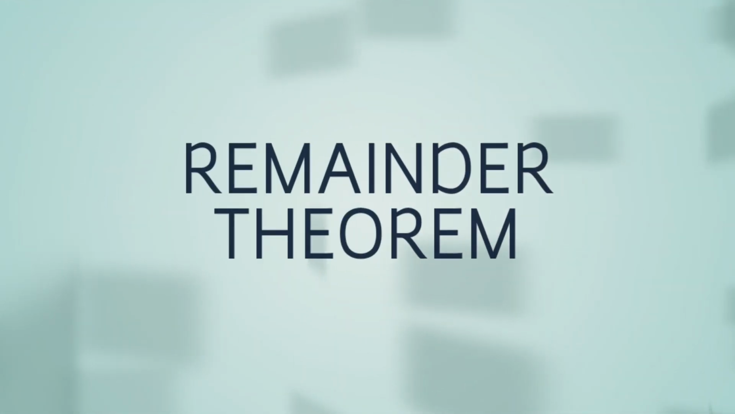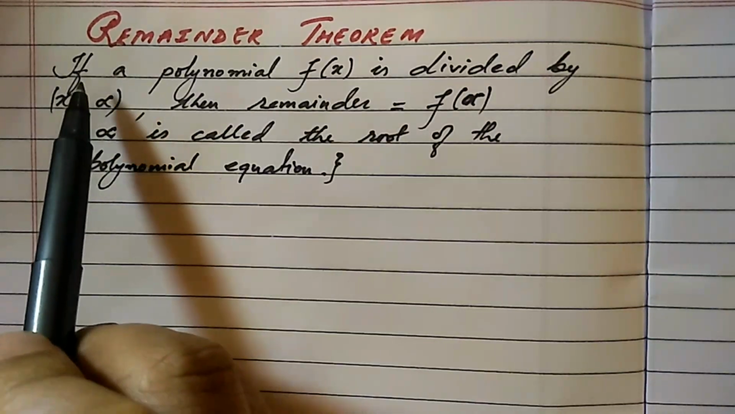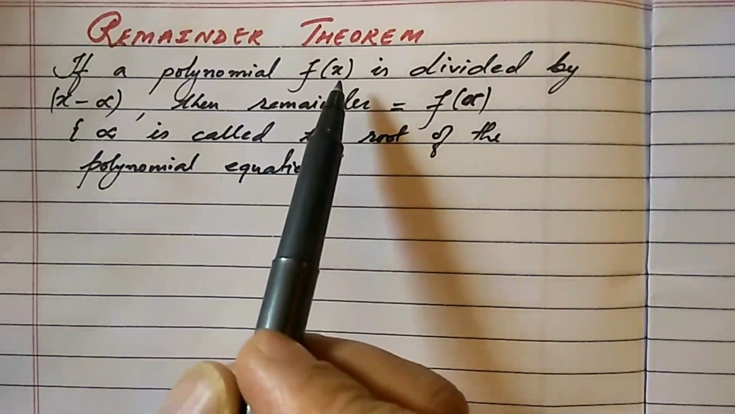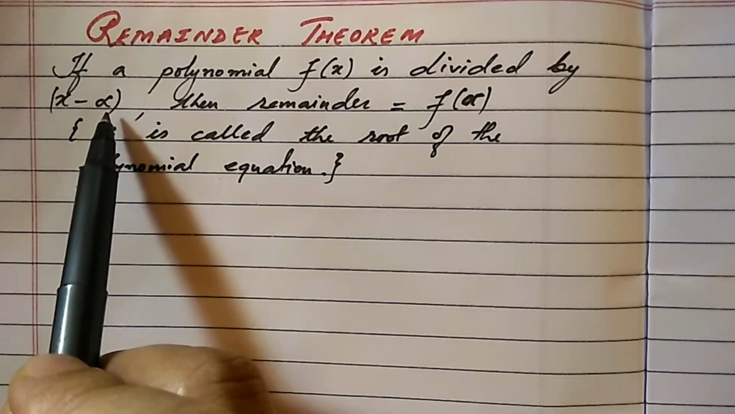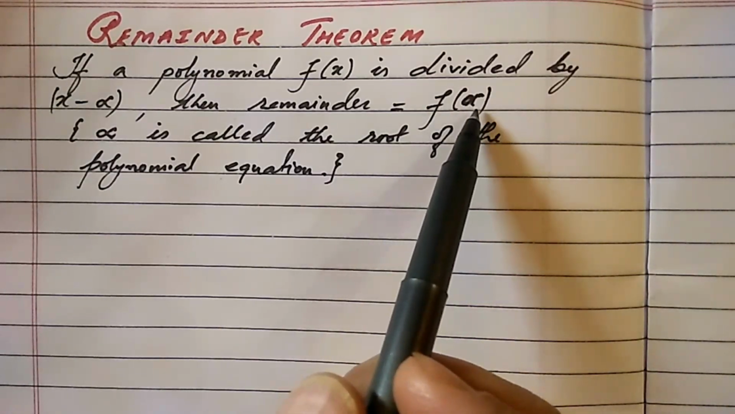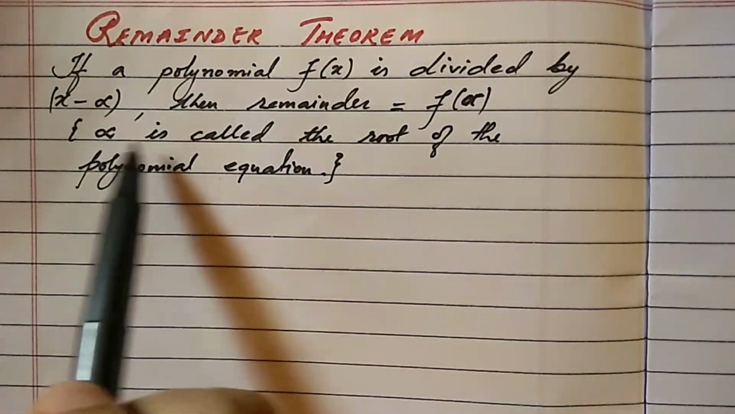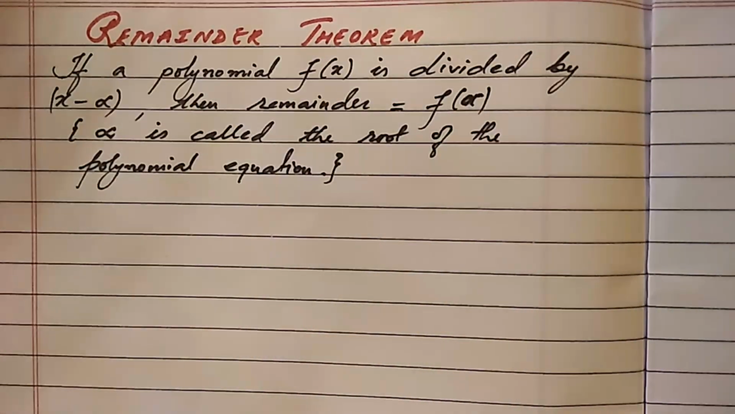Hello, we are doing factorization of polynomials and today we shall learn the remainder theorem. What is the remainder theorem? If a polynomial f(x) is divided by x minus alpha, then the remainder is equal to f of alpha, where alpha is called the root of the polynomial equation. Now let me explain what it means.